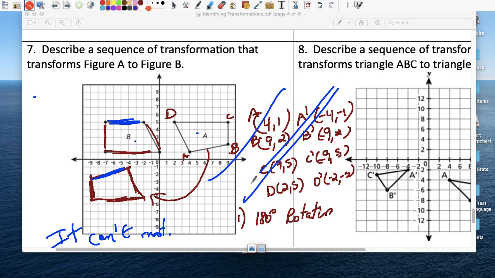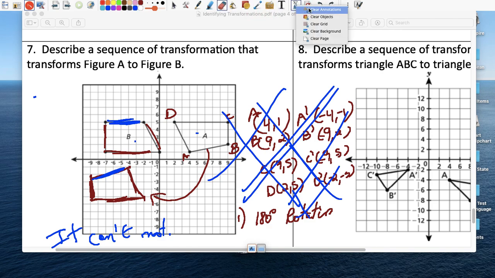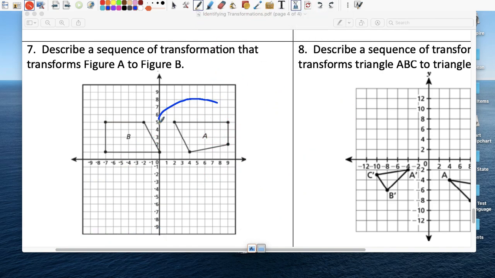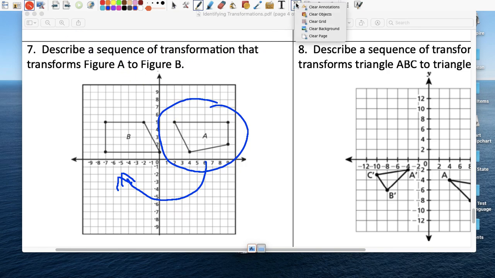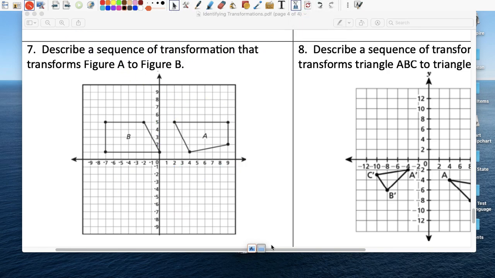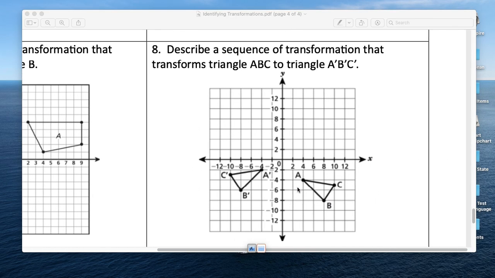So all this for nothing. I'll erase everything. This figure A will never transform through reflection, rotation, dilation, or translation. Any of the four will never turn figure A into figure B, ever. So describe a sequence of transformation. There isn't one. Ooh. Wow. That wasn't nice.